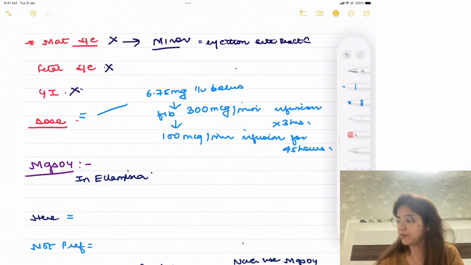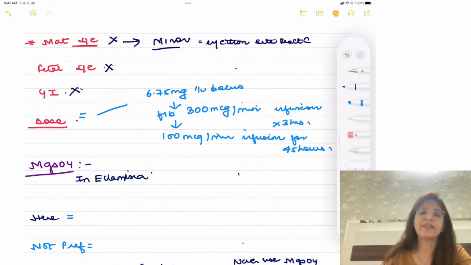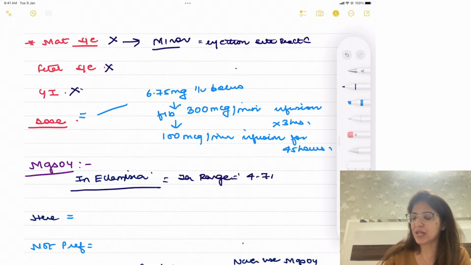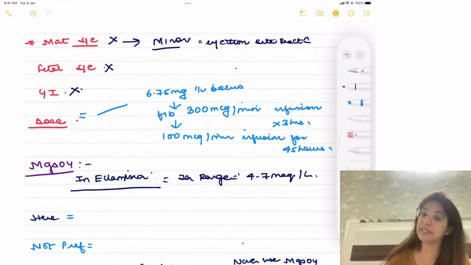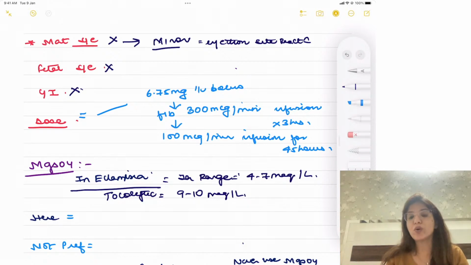Right? Now, magnesium sulfate. Please remember that magnesium sulfate also has weak tocolytic activity. In eclampsia, all of you know that the therapeutic range of magnesium sulfate is 4 to 7 milliequivalents per liter. Right? Now, as a tocolytic, it is 9 to 10 milliequivalents per liter. So, magnesium is going to act as a tocolytic when its concentration is 9 to 10 milliequivalents per liter.